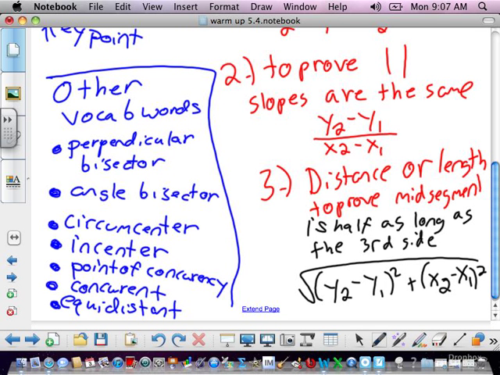Equidistant. There shouldn't be a T at the end, there should be an E.